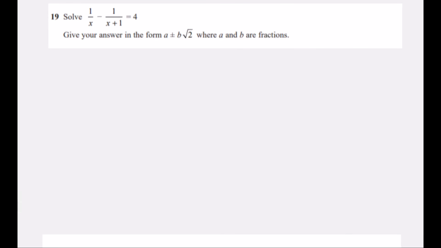Question 19. Solve 1 over x minus 1 over x plus 1 equals 4. Give your answer in the form a plus or minus b root 2, where a and b are fractions. So we want to add these fractions together. To add fractions, we want to make the denominators the same. So I'm going to times top and bottom of 1 over x by x plus 1. And I'm going to times top and bottom of 1 over x plus 1 by x.